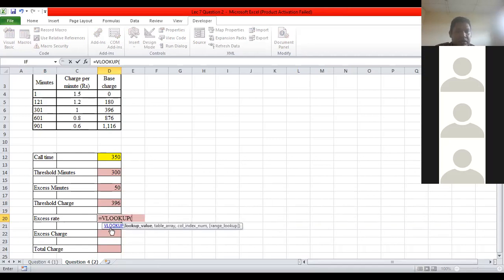So it is going to be the call time. The table you need to specify. Good. And that is there in the second column. Right. Then, yeah, you can now multiply the excess minutes by the excess rate. Okay. And then the total charge can be taken, the threshold charge plus the excess charge.